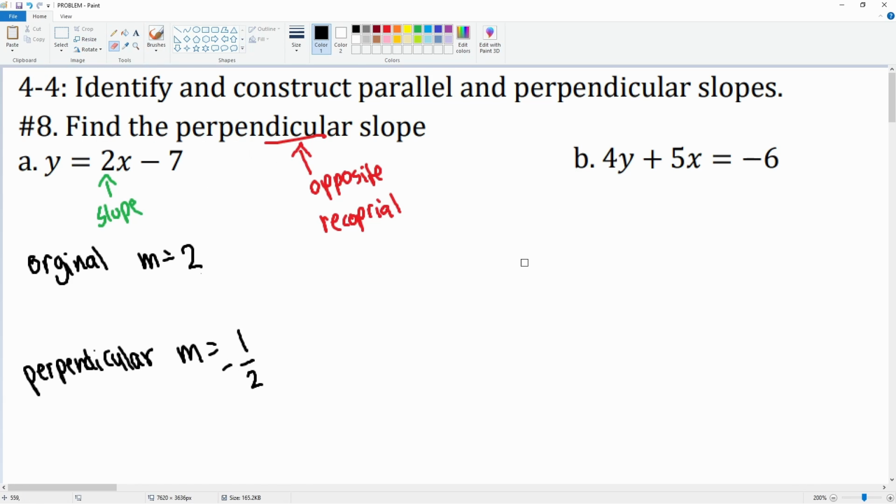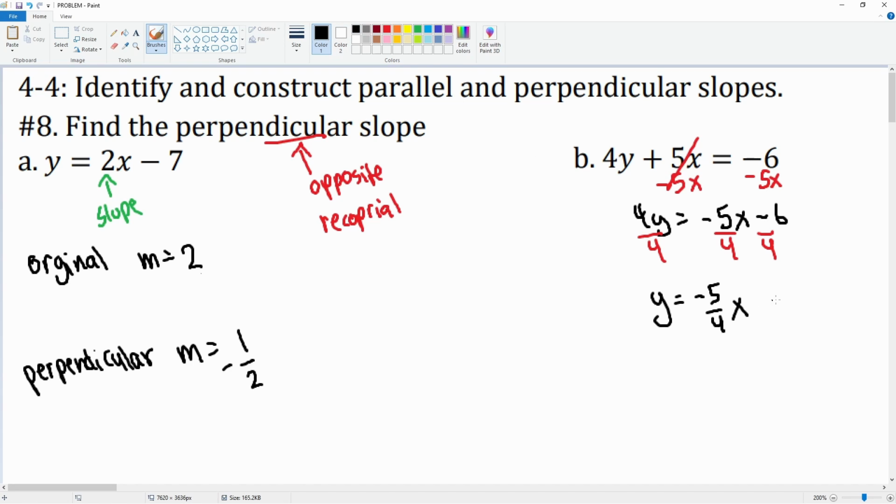Let's take a look at B. Oh, we can't find the equation in y equals mx plus b, so we can't get the slope very easily, so we have to convert it. So let's convert it by getting y alone. Subtract 5x to both sides. This is going to leave us with 4y is equal to negative 5x minus 6. Now we can divide 4 to everything, leaving you with just y is equal to negative 5 over 4x minus 6 divided by 4 is negative 3 over 2. Negative 6 divided by 4.